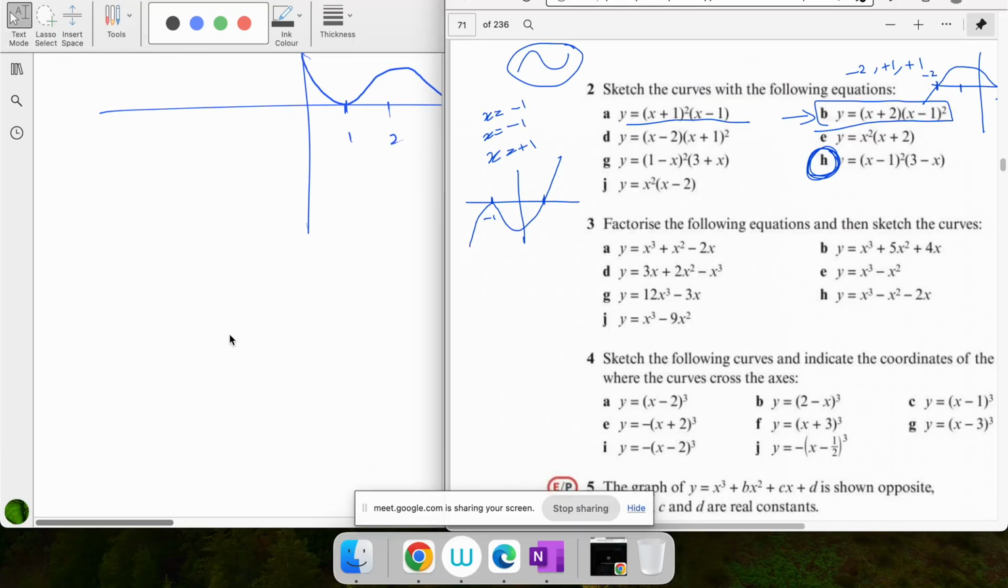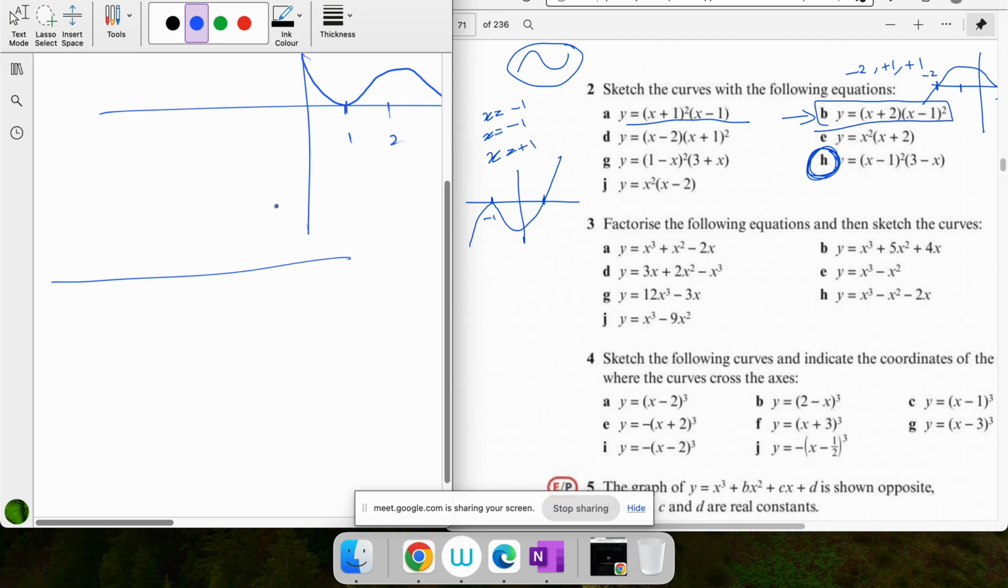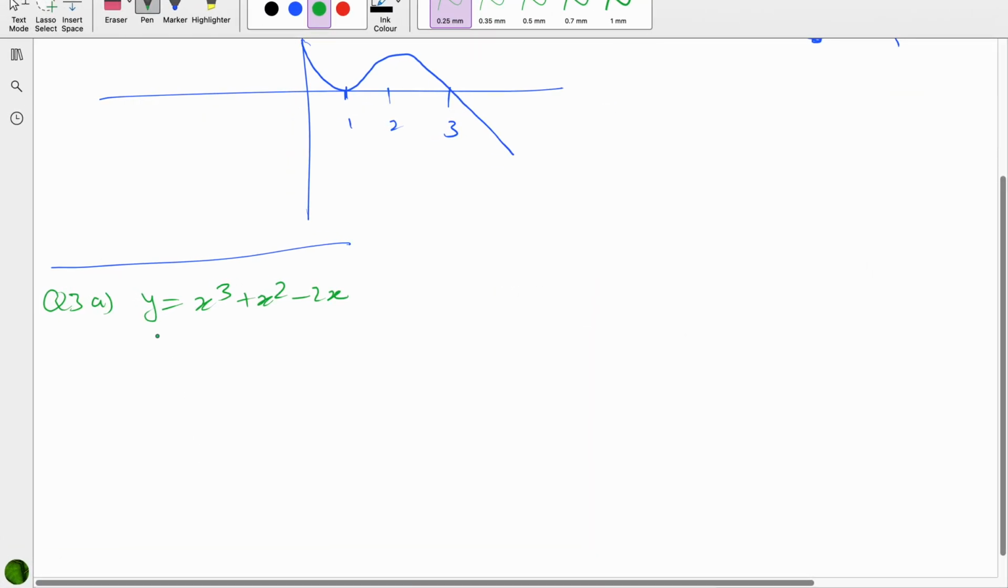Question number 3, when we have to first factorize and then sketch. Let's say question 3 part A. y is equal to x cube plus x square minus 2x. Only addition is factorization, remaining would stay the same. We take out x as common, this is x square plus x minus 2.